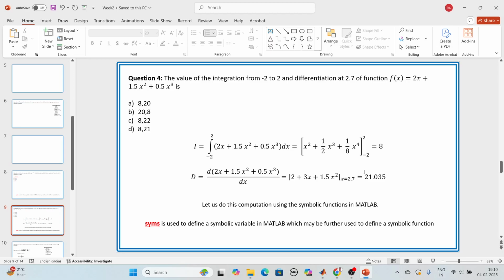However, again, this is a very simple equation, right? What if it's a more complex equation? In that case, when we have to evaluate the value of differentiation or integration, it becomes difficult.